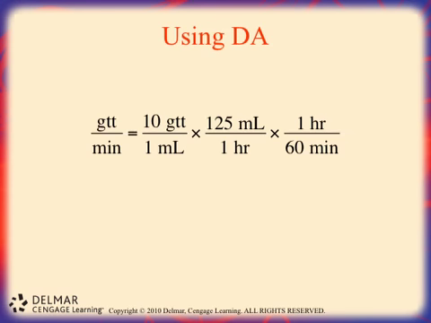Here it is written out completely again. You start with what you want, which is your drops per minute, and you set it up just like you do your other dimensional analysis. 10 drops per milliliter, so your drop factor goes here.